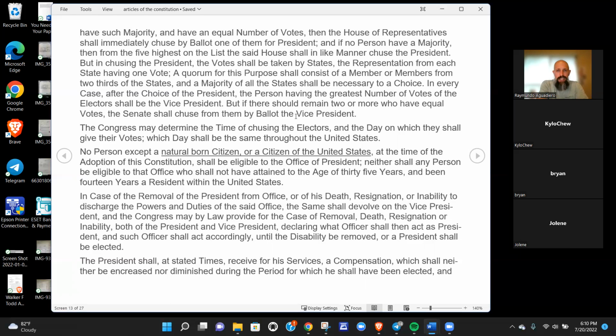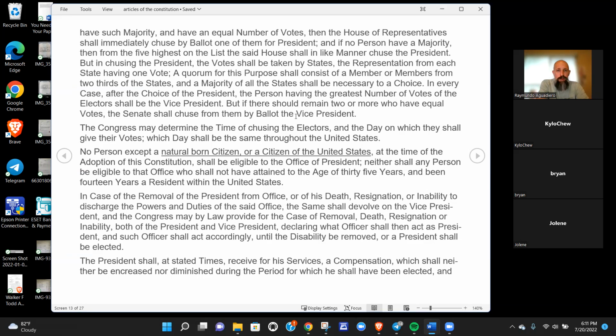The vote shall be taken by states, the representation from each state having one vote. But in choosing the president, the vote shall be taken by states, the representation from each state having one vote. So if there's a tie, the House of Representatives votes. When the House votes, not every single representative gets a vote. You get one representative per state.